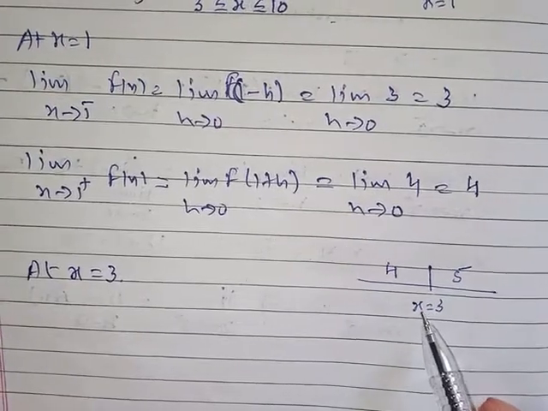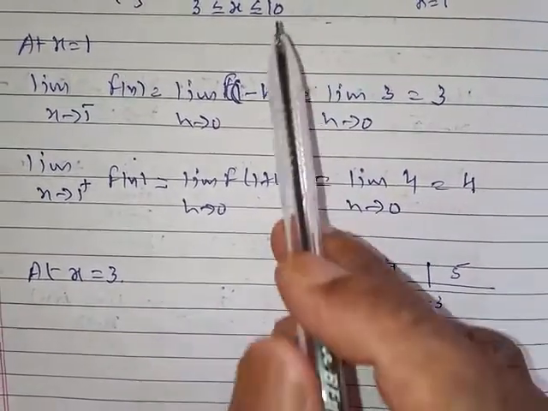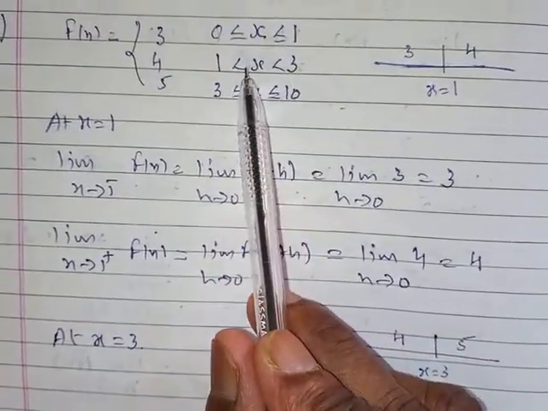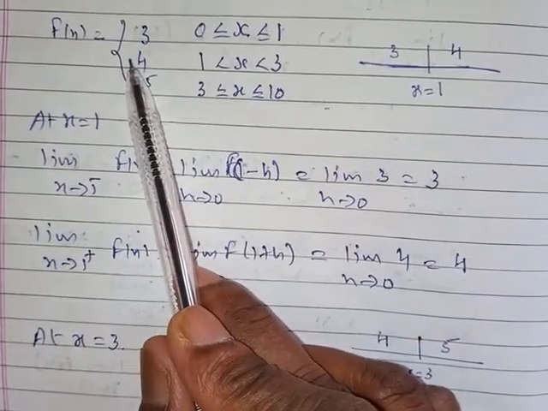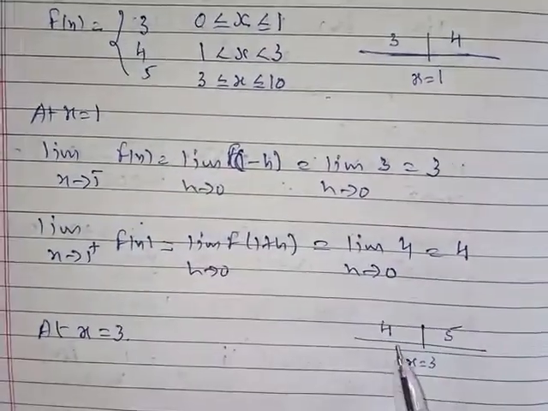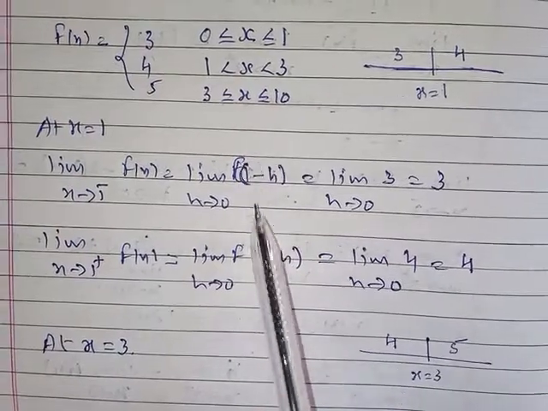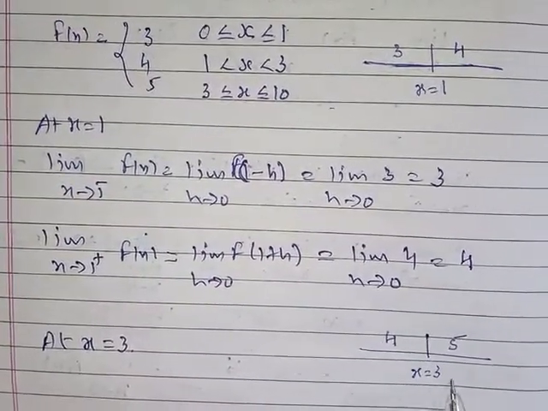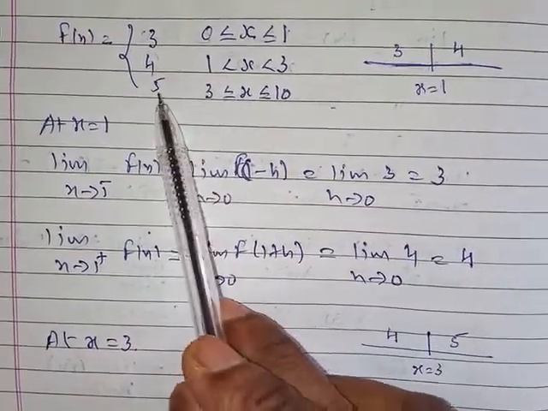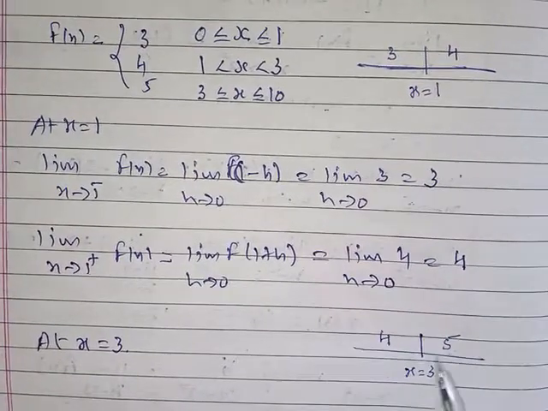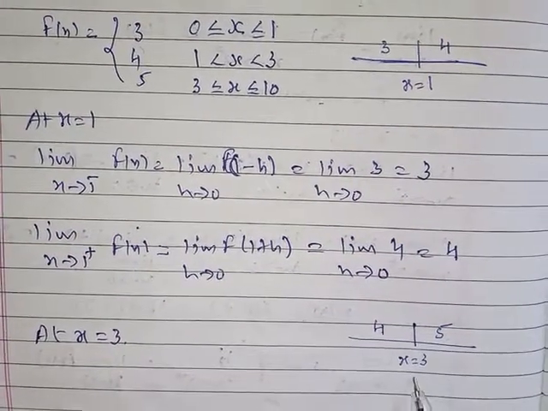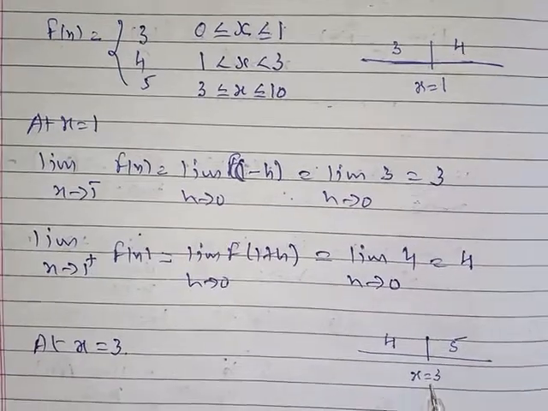x equal to 3. What is the left hand side of 3? Less than 3. Less than 3, what is the function? The value of f(x) is 4. And greater than 3 means it is 5. So from here also we can say that the function is discontinuous at x equal to 3.